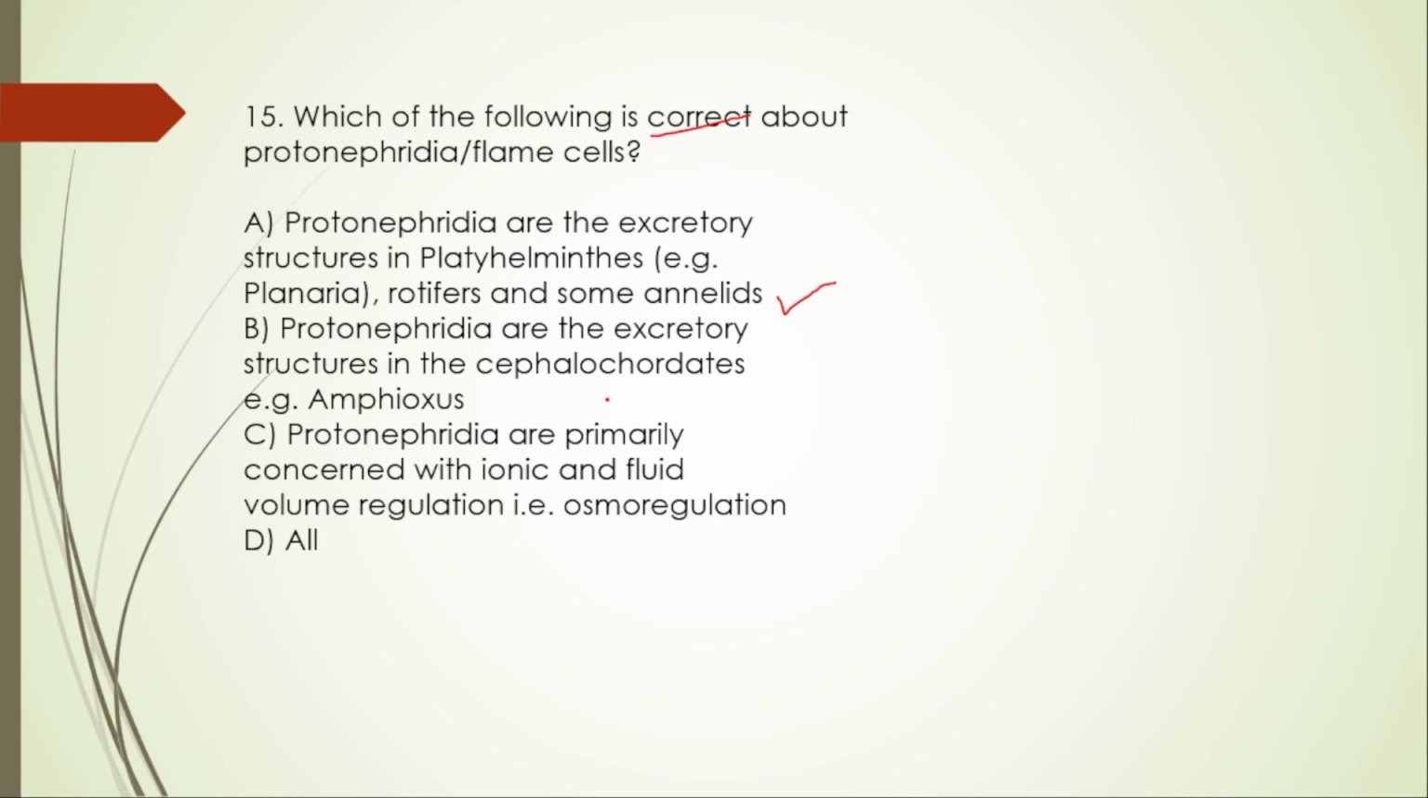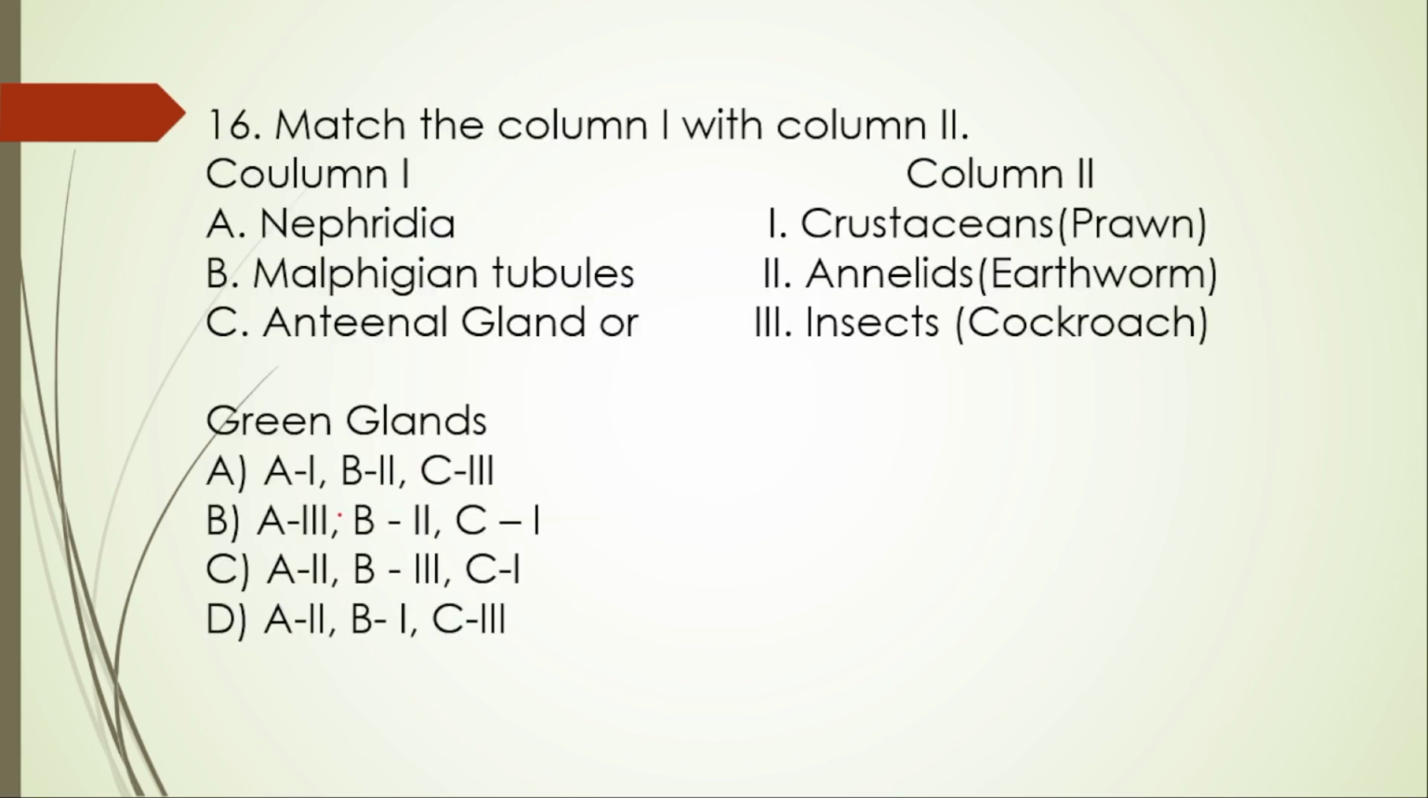B, protonephridia are the excretory structures in cephalochordates, for example amphioxus. This one is also right. C, protonephridia are primarily concerned with the ionic and fluid volume regulation, that is osmoregulation. This one is also right. So all the statements are right here. So the 15th one right option is D.